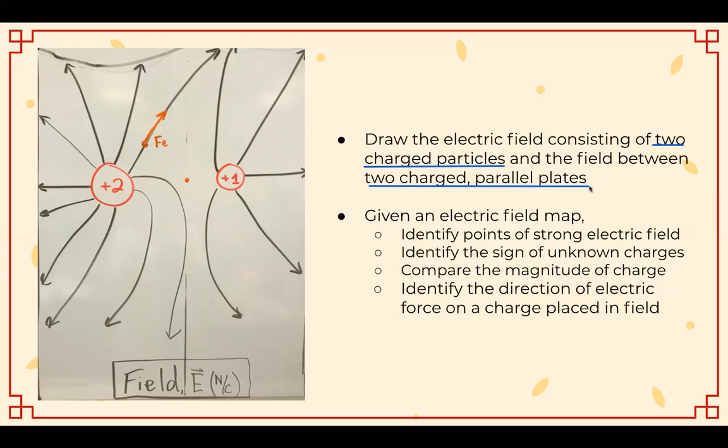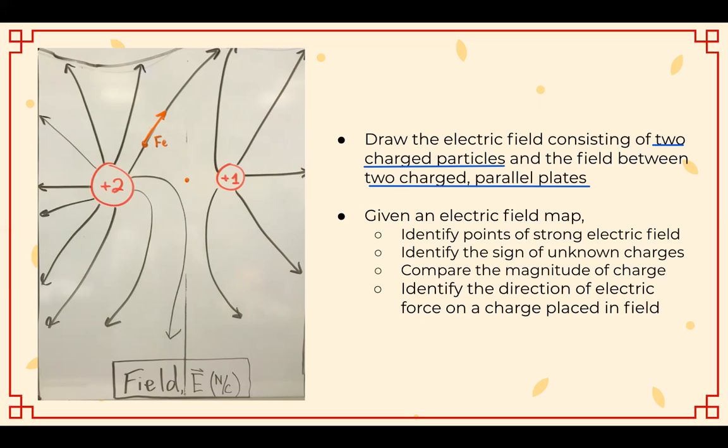But more importantly, if I give you a field map, be able to do these 4 things. So if I give you a field map, be able to tell where the electric field is strong versus weak. Between these 2 orange points, I see the electric field is strong where it's closest to the charge, because that's where the field lines are closest together.